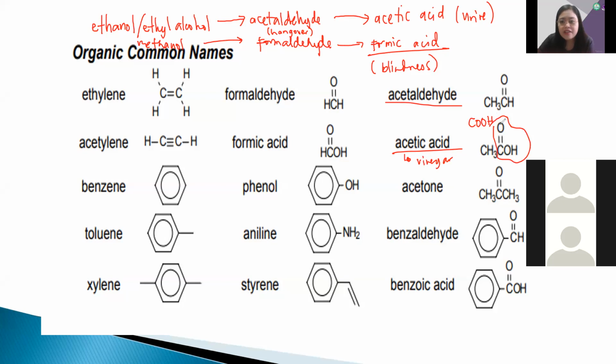So sa ano kasi, sa inorganic chemistry, when we say acid, we have the hydrogen, right? Like hydrochloric acid, nitric acid, sulfuric acid, but you don't see carbon there. In organic chemistry, we also have acids class, but they contain carbon. And yung functional group nila is COOH. If you see COOH, it means it's an organic acid. Okay? And then acetone also is an organic compound.